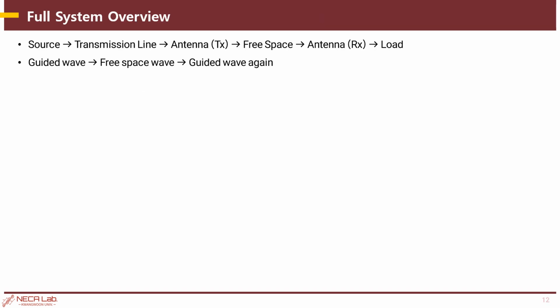Now this is the big picture of how the whole communication system works. It starts at the source, where the signal travels through a transmission line as a guided wave. Then it reaches the transmitting antenna, which radiates the wave into free space. At the receiving side, the receiving antenna picks up the wave from space, converts it back into a guided wave, and sends it through another transmission line to the load. So overall, it's guided wave to radiated wave to guided wave again. The antenna is the key component that switches between these two modes.